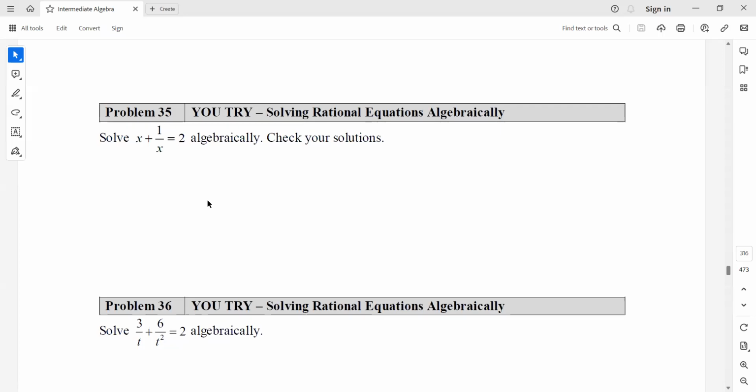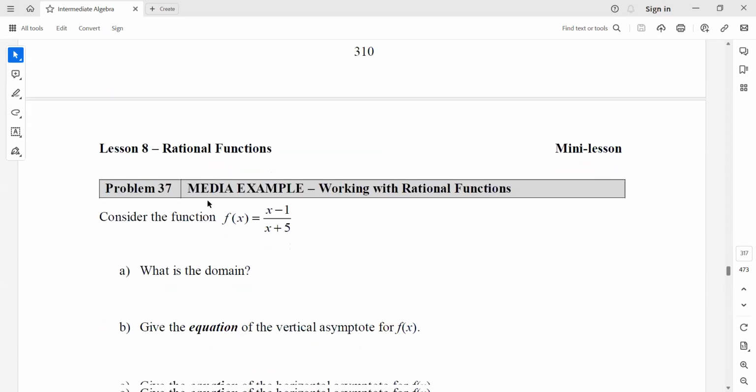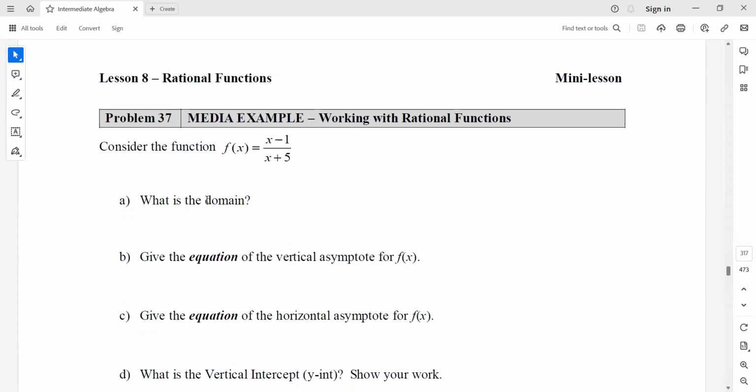Now this brings me to problem 37, which is a media example. We are going back to what we started with in lesson 8.1, 8.2. Now, what is the domain here? Remember that we've studied that the domain should be all real numbers except a number that replaces x and makes the denominator 0. Because when the denominator is 0, the function is undefined.